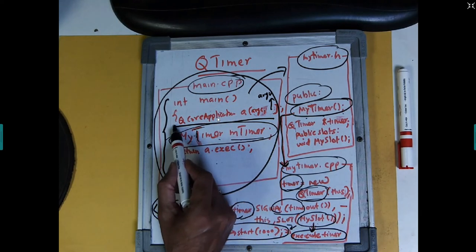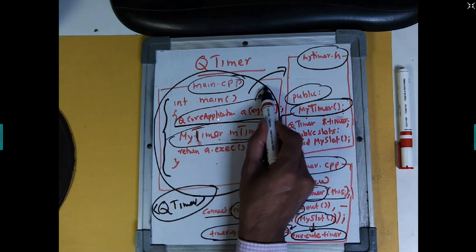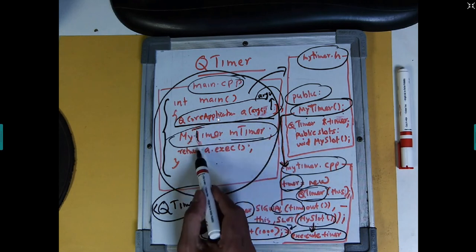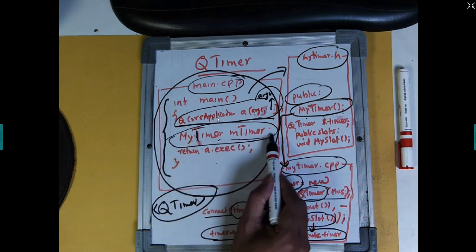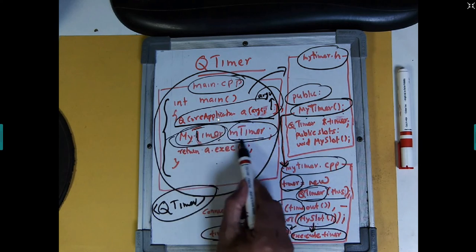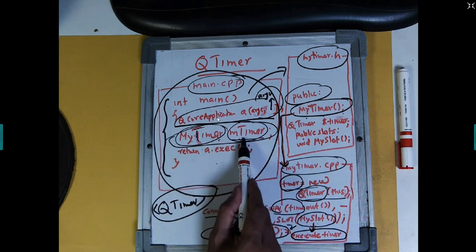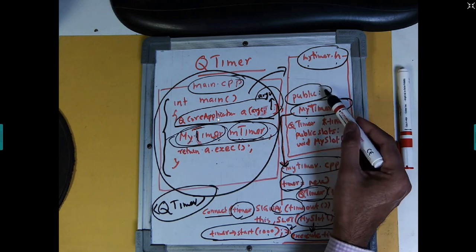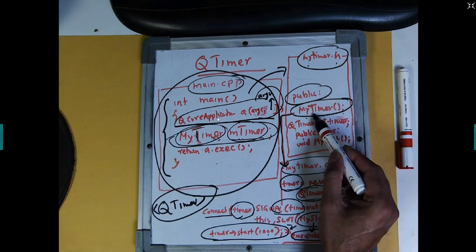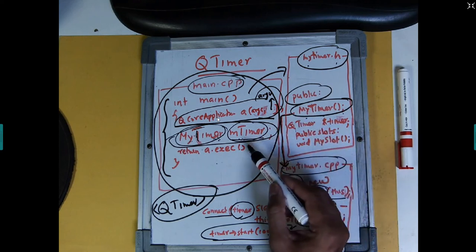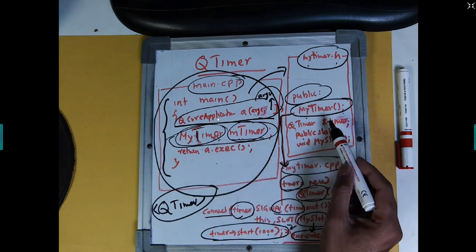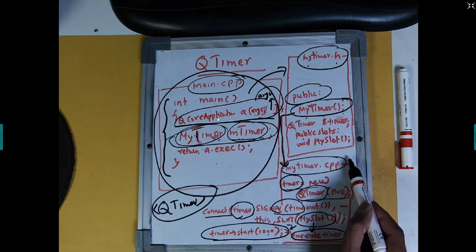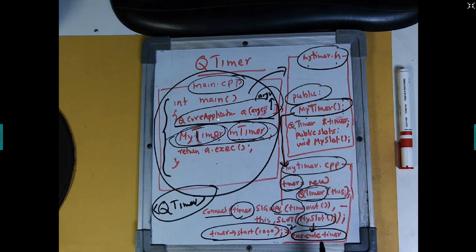So you have to start with the QCoreApplication, argc, argv. This is a standard thing which you always have to say. Then you are creating a MyTimer mTimer. MyTimer is a class you are creating on your own, and this is an object of that. It is going to be defined in mytimer.h. In mytimer.h you are creating a MyTimer class, and the MyTimer class will have a constructor. The constructor is declared here and the program is written in mytimer.cpp. So that is how it is.